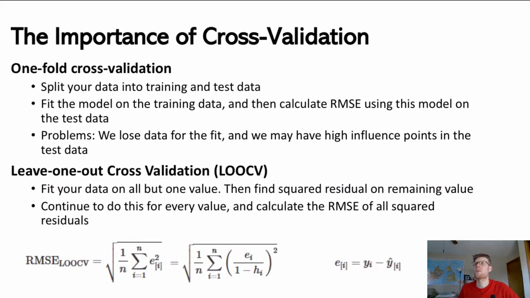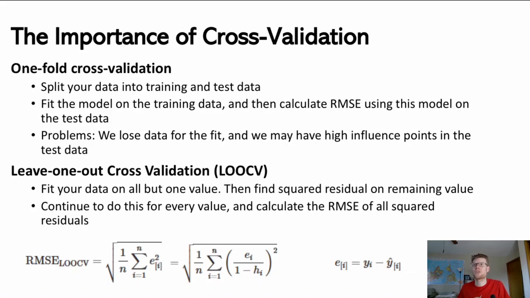All right, let's also talk about leave one out cross-validation. As you might remember, we've done one-fold cross-validation already, where we split our data into training and test data. We fit the model in the training data, and then we go over the test data and try to make our predictions in comparison to the actual observed values and calculate the RMSE to determine our error in doing that.